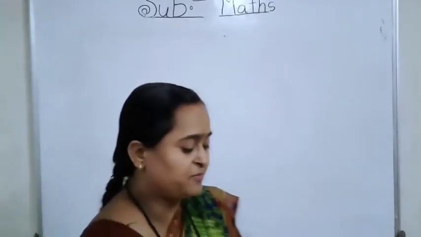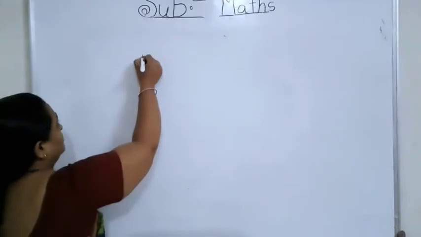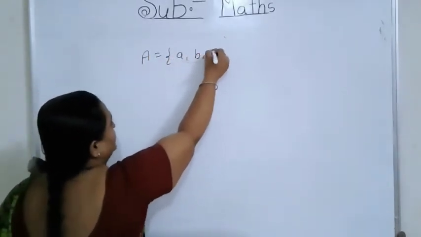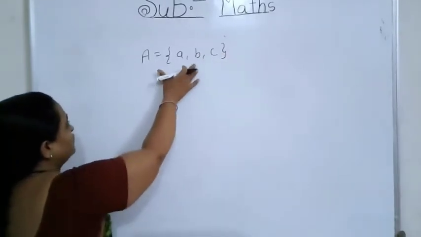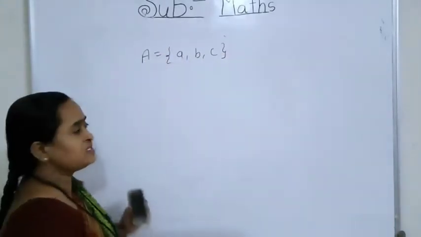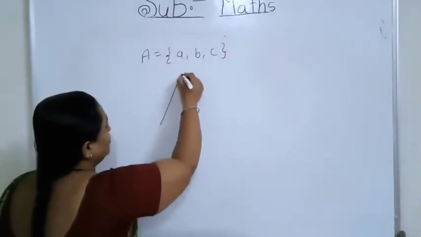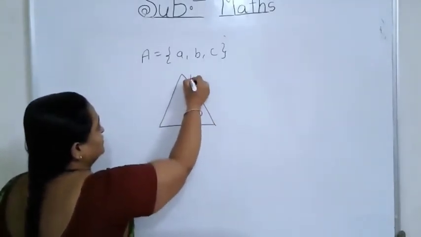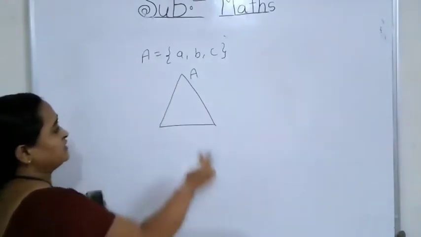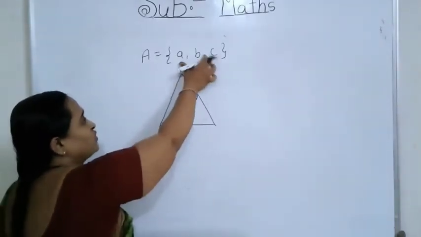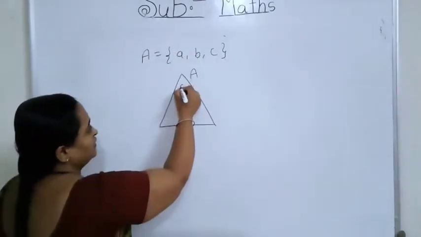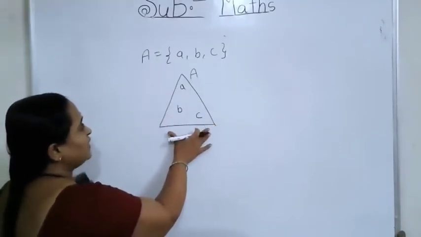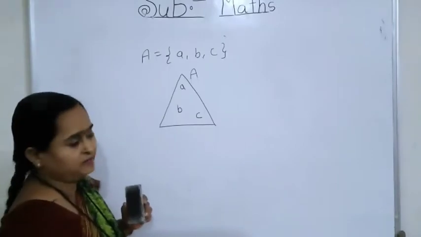Let's see some examples. Now A is the set of A, B, C. Now we have to draw the Venn diagram of this set. We have selected a triangle here. This is your set A. Now inside this triangle we have to write these three elements A, B, C. Now this is a Venn diagram of set A.